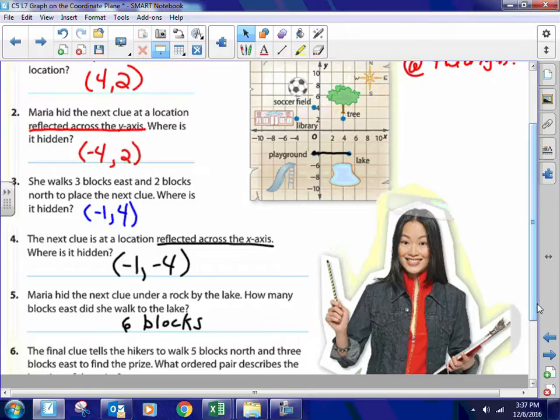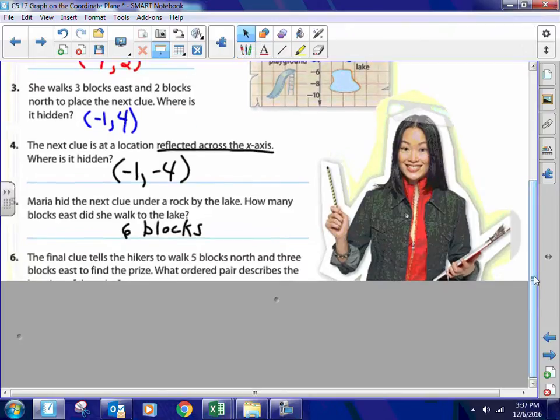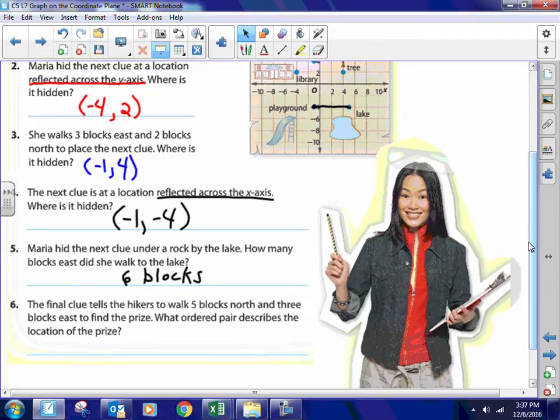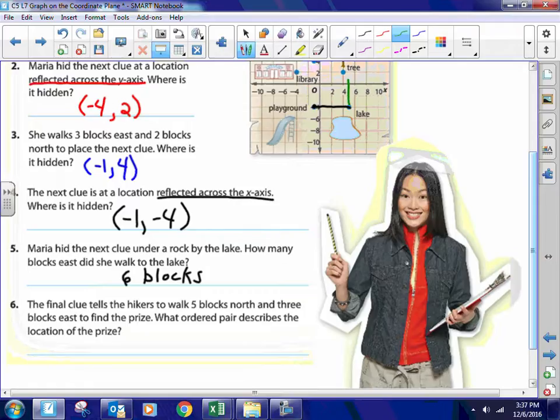So the final clue tells the hikers to walk 5 blocks north and 3 blocks east to find the prize from the last point that we're at. Because when you're on a map, you're not going to walk all the way to the origin and start all over again. You're going to start where you last left off. So here we are, we want to walk 5 blocks north. So this is 1, 2, 3, 4, 5. So it's right there. And then it says 3 blocks east.